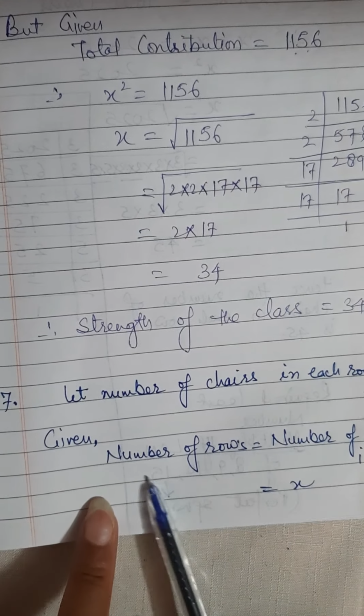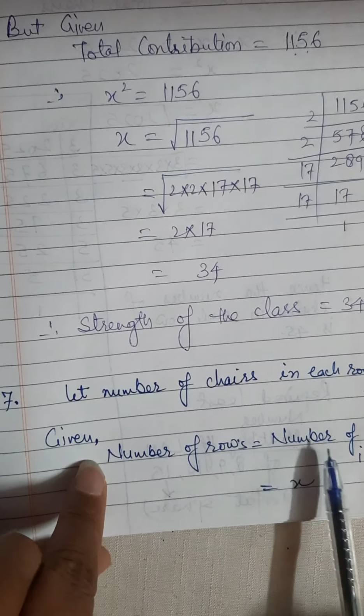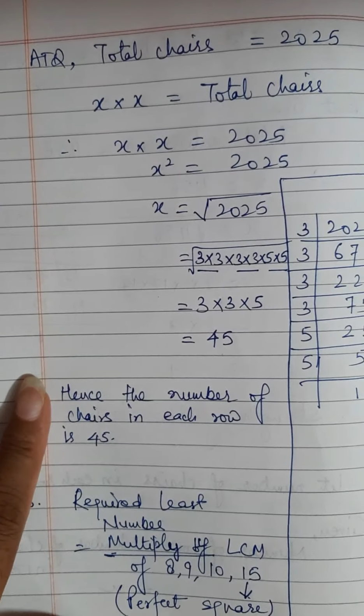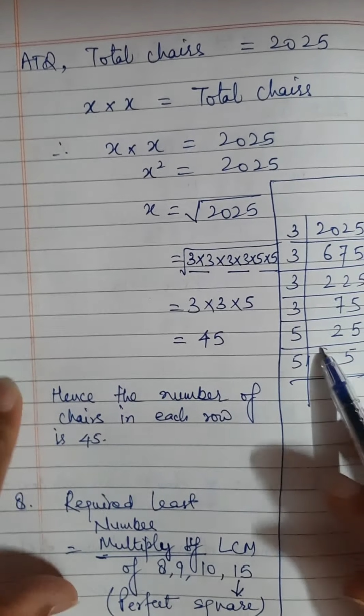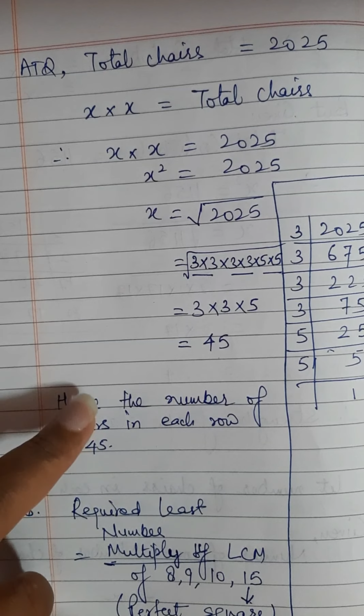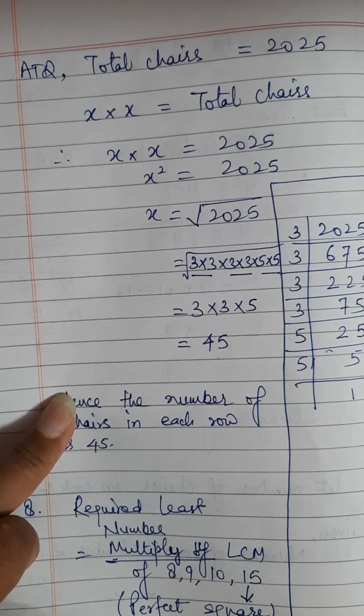Now it is given that the number of rows is equal to the number of chairs in a row. So it means the number of rows becomes x, as we are assuming the number of chairs in each row equals x. Now in the question it is given that the total chairs is 2025, right? But we are assuming that the number of chairs in a row is x and the number of rows is also x. So to find the total chairs we have to multiply them.